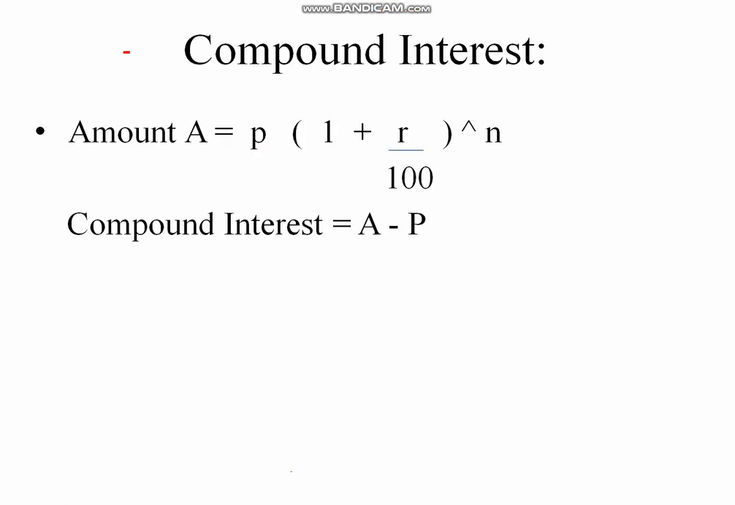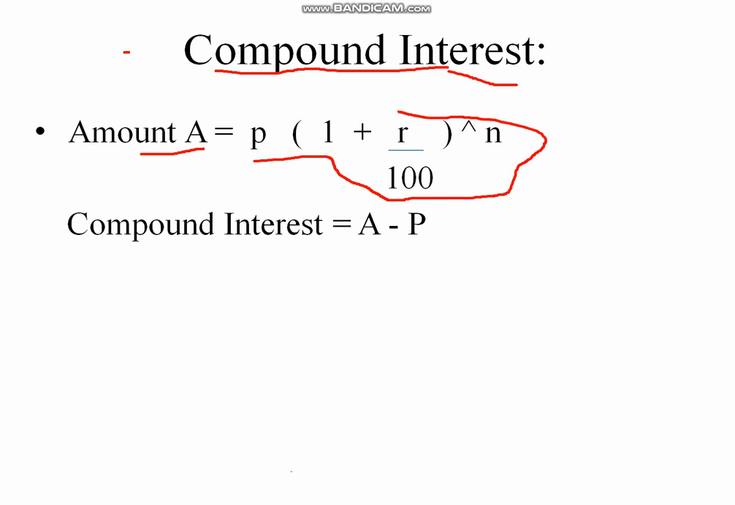Previously we saw all examples on simple interest. Now see another type of interest, which is compound interest. Here interest is not taken only on the principal, but also on the interest. So how to find the compound interest? First find out the amount. The formula of amount is A is equal to P into in bracket 1 plus R upon 100 raised to n. This is the formula of amount, and we know A is equal to P plus I. So from this we get I is equal to A minus P.